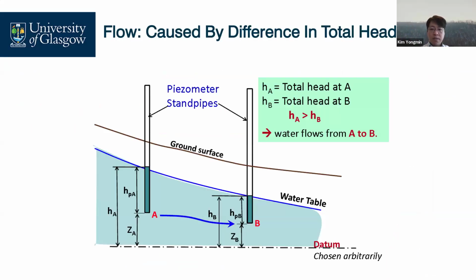Okay, let's think about a slope like this. We also install two standpipes, and then the total heads at points A and B are totally different. The difference is the total head loss. And we also know the length. This mathematical background explains why water flows.